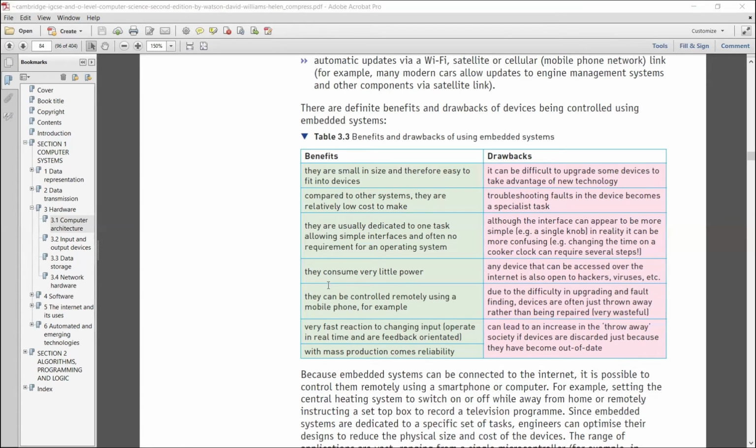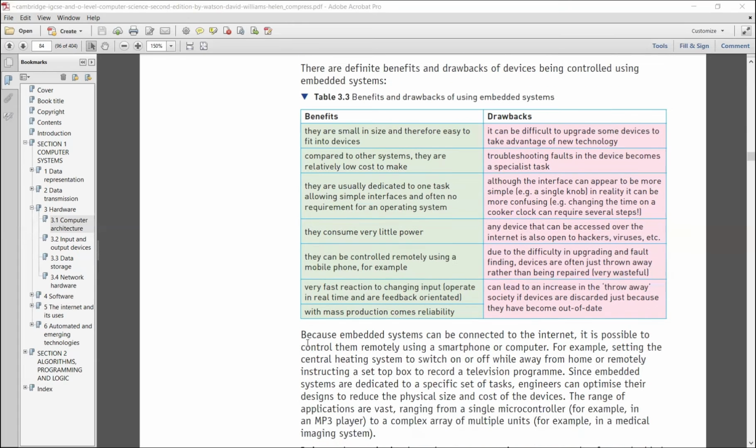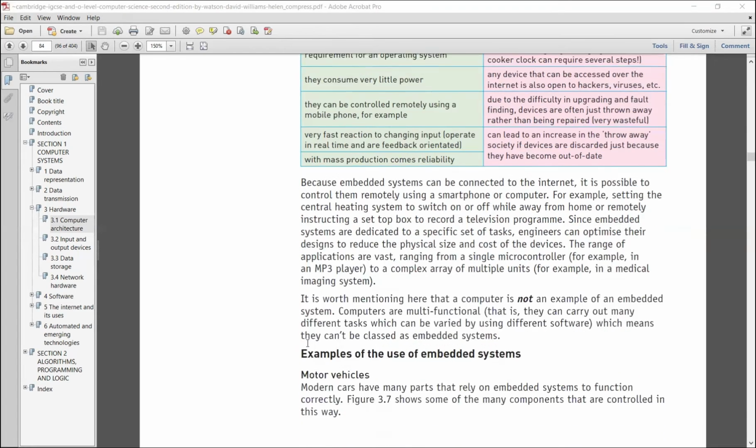You need to know the term embedded system. What is it? What is it dealing with? And then the benefits and the drawbacks. And then, inshallah, you'll be through with a question that is dealing with embedded systems.